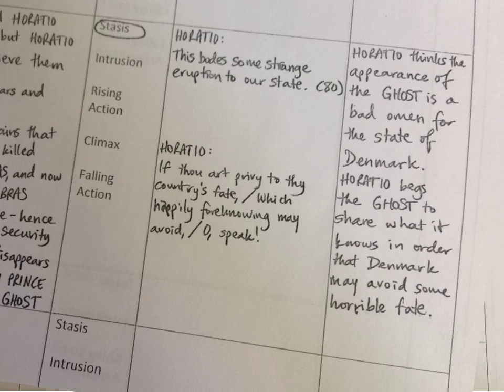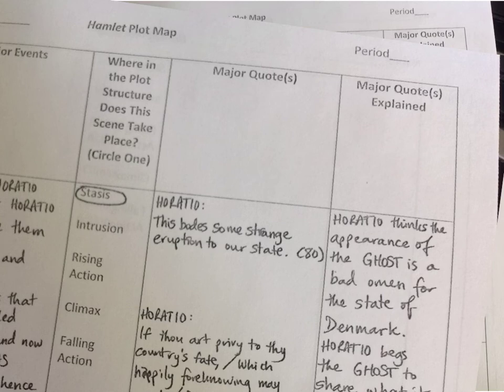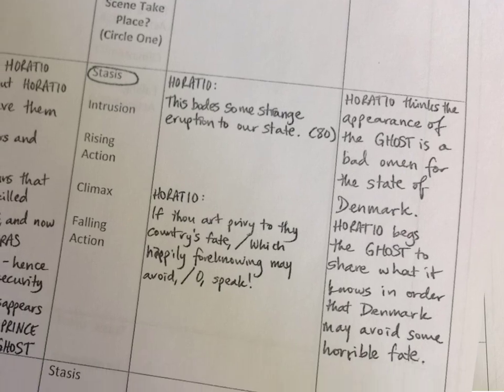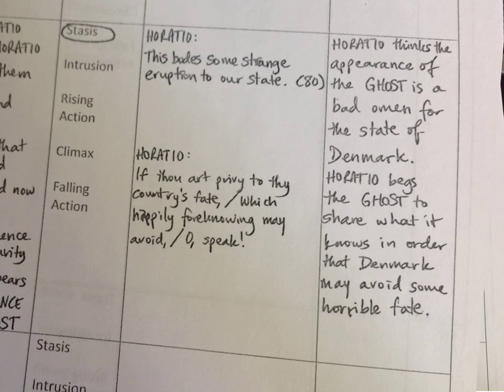Notice that the 2 quotes I chose both relate to the ghost, both relate to the state of Denmark, and because of that, they are both major, right? I haven't picked a quote like, "Oh, you're here on time," or "Bernardo, is that you?" Right? I picked a quote that deals with the big things in the play. And so far, the big things are the appearance of the ghost and the fate of the country.